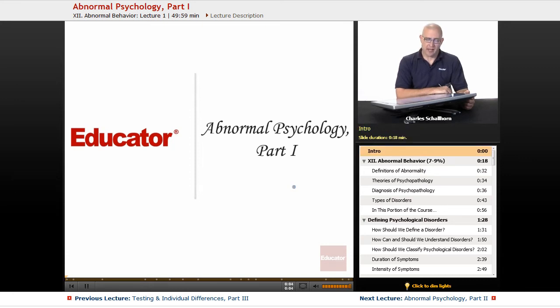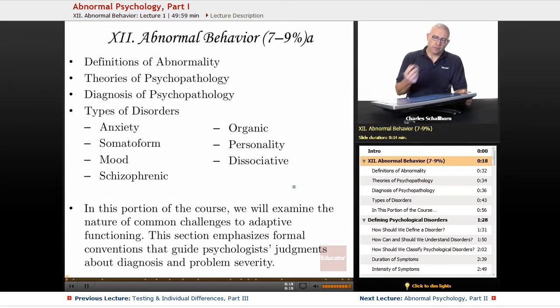This time we're going to be looking at abnormal psychology or psychological disorders, depending on which book you're looking at. But we're looking at how people don't fit into the behaviors that everyone else expects of them. So, in terms of abnormal behavior, when we see abnormal behavior, it's going to be about 7 to 9% of the multiple choice questions on the AP exam.